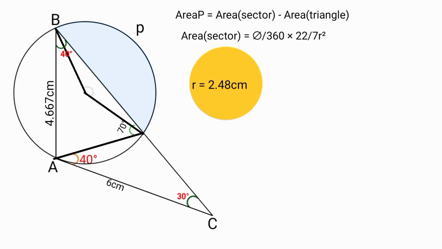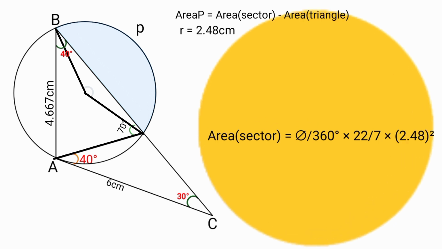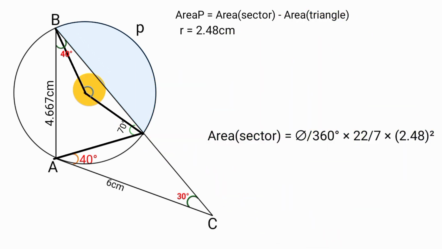So you can go ahead and substitute it into this equation here of the area of sector. So area of sector now equals theta over 360 degrees times 22 over 7 times 2.48 squared. We still have to find theta, which is this angle here. So how can you find it?